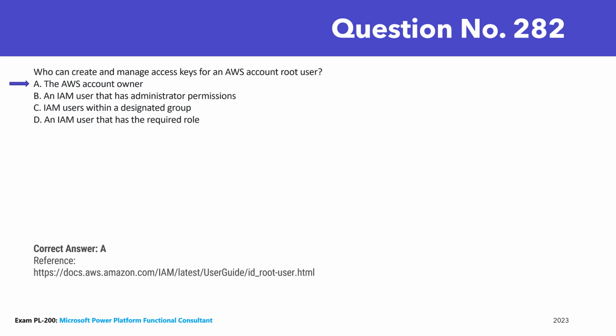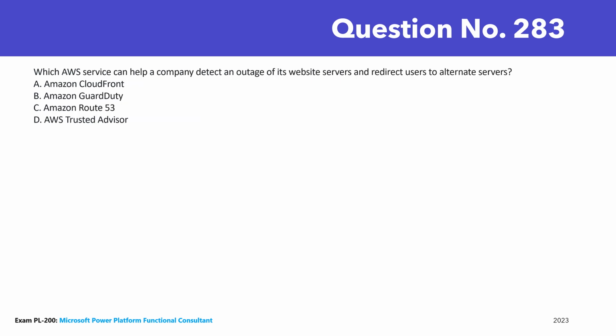Which AWS service can help a company detect an outage of its website servers and redirect users to alternate servers? A. Amazon CloudFront. B. Amazon GuardDuty. C. Amazon Route 53. D. AWS Trusted Advisor. Correct answer, C.